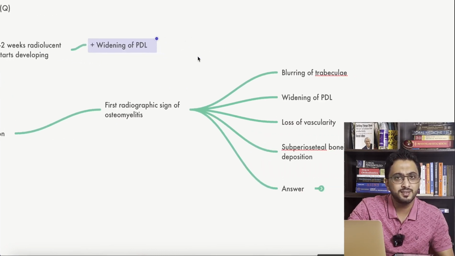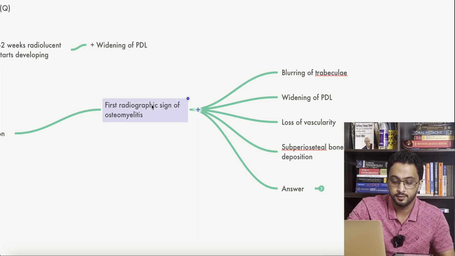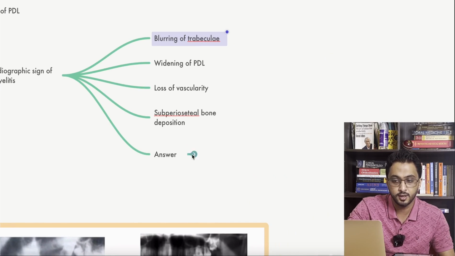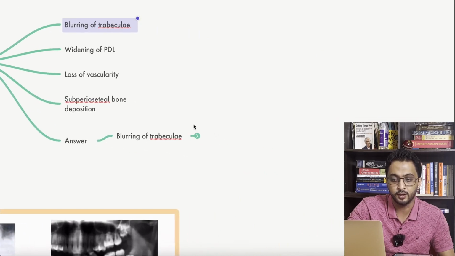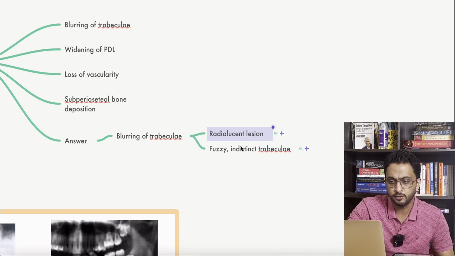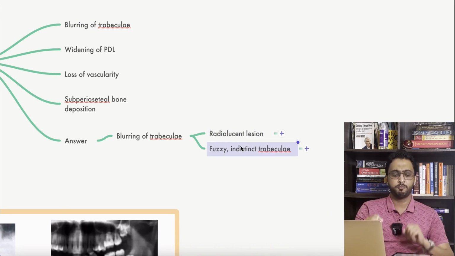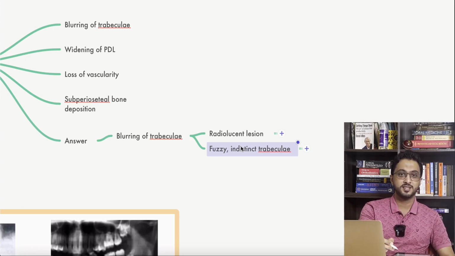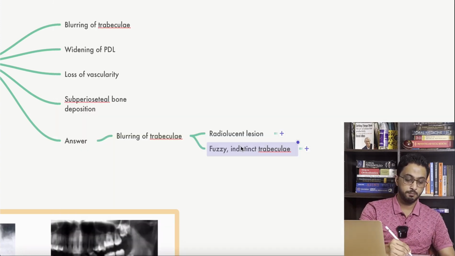So what is basically the reason? I told you the reason for this radiolucent lesion. That will be the first radiographic sign. Hope you understood. So basically it's blurring of trabeculae, which is producing it. That's the answer. Now in different ways they can ask you. It's basically the cause of the radiolucent lesion: fuzzy, indistinct trabeculae. The trabeculae gets this fuzzy appearance. So blurring or fuzzy trabeculae.